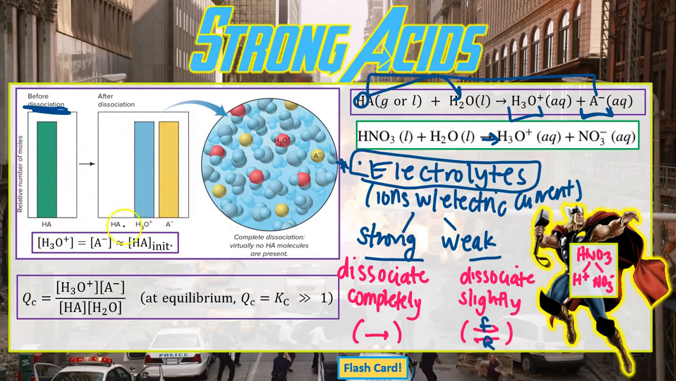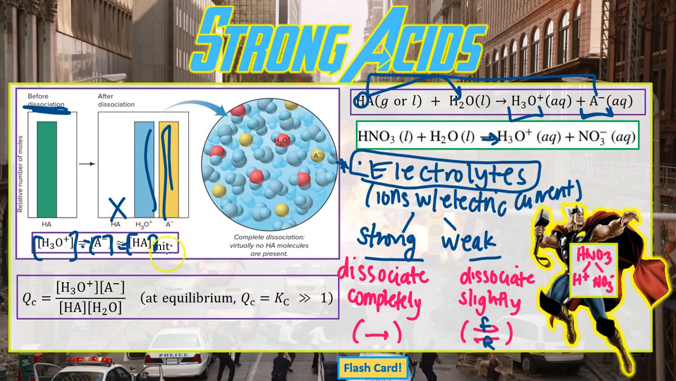So as you can see here, the H3O plus concentration, the A minus concentration are the only bars that are left over. There's nothing left in the HA concentration. But before, we had all HA. This is telling me that since all the HA is going to be used up, the H3O plus concentration is equal to the conjugate base concentration, which is going to equal the initial amount of HA that we started with.